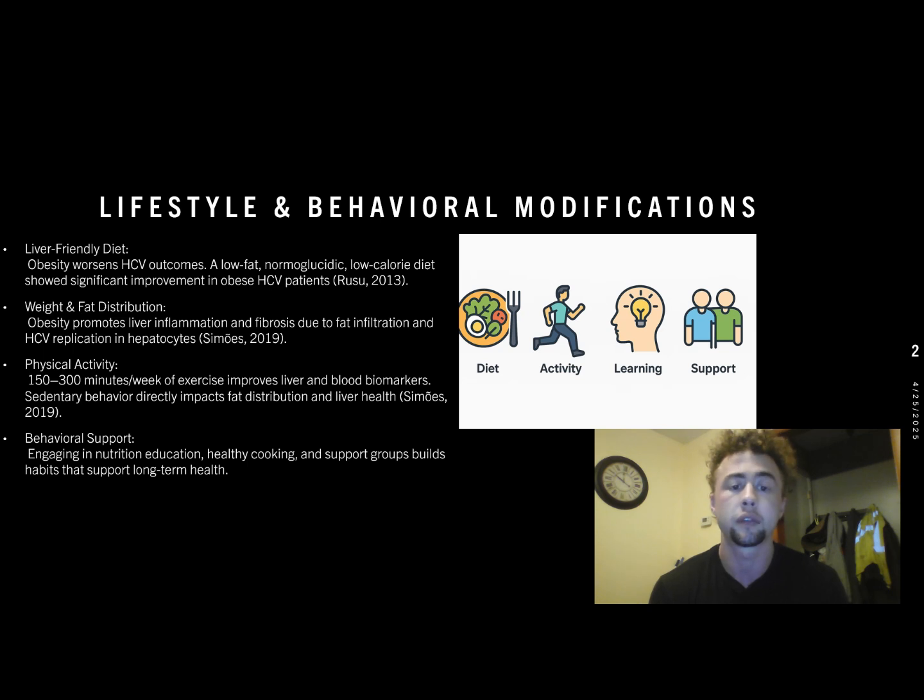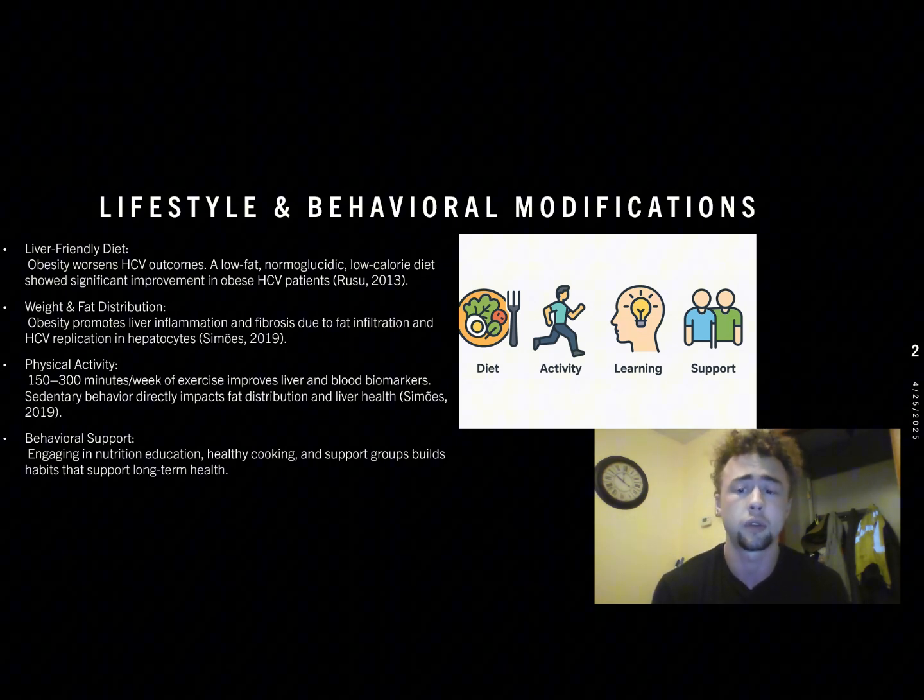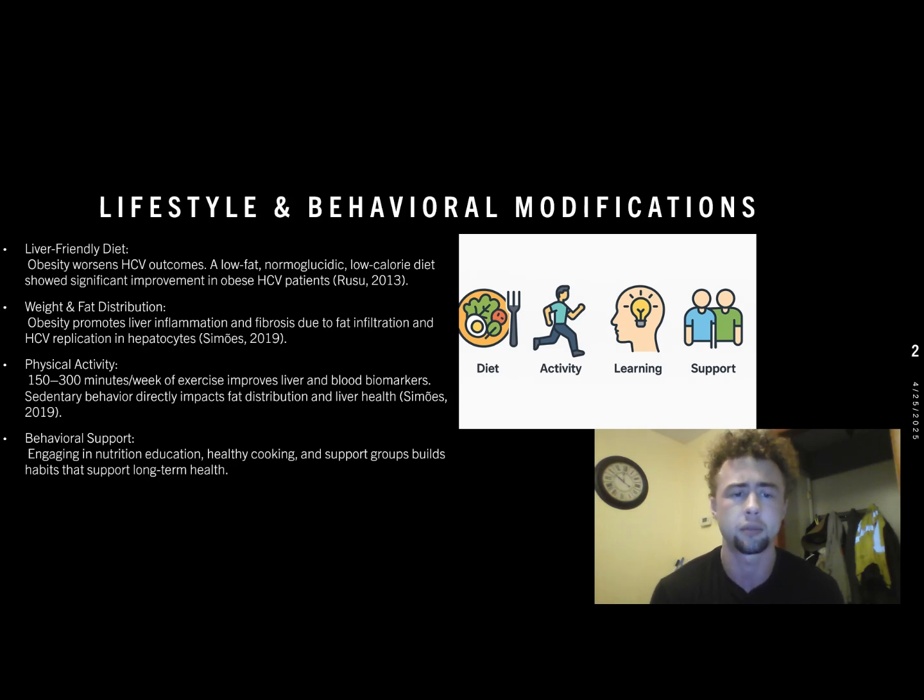Obesity promotes liver inflammation and fibrosis, so it's a good idea to avoid any excess weight, and to avoid that excess weight would be to engage in some sort of physical activity between 150 to 300 minutes a week. This can be anything that doesn't lead to a sedentary lifestyle, as a lack of physical activity can lead to adipose tissue being added in places where it is unhealthy.